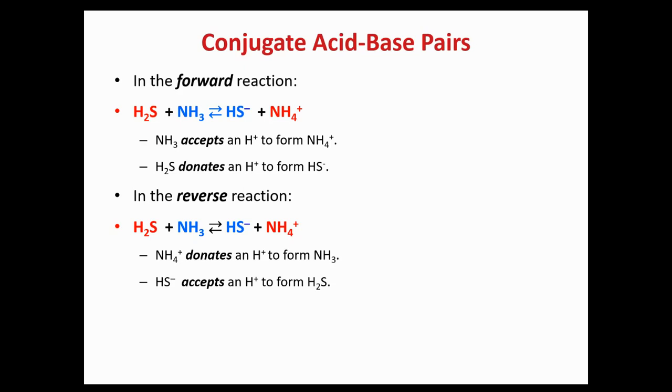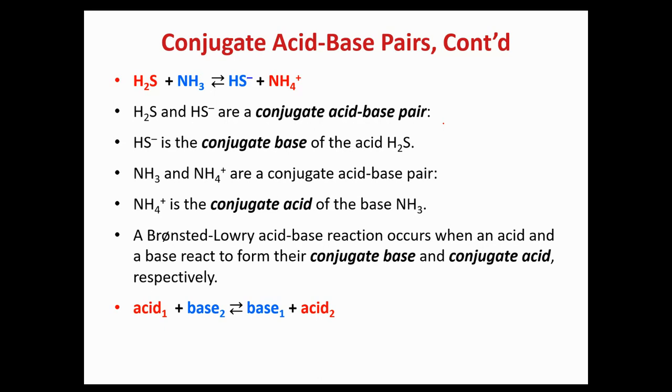For this guy, H2S, if you notice, let's look closely, it's donating it to ammonia. So H2S would be the acid, and this would be the base. HS minus would be the conjugate base, and ammonia would be the conjugate acid. The differences there are going to be 1 H+. So we always will either add or gain 1 H+ at a time.